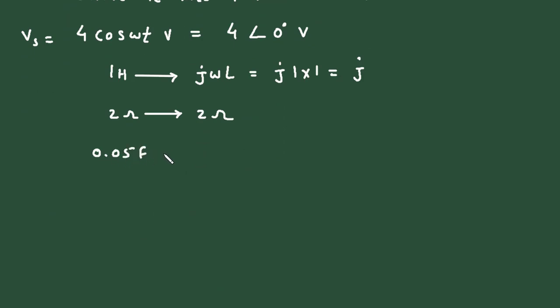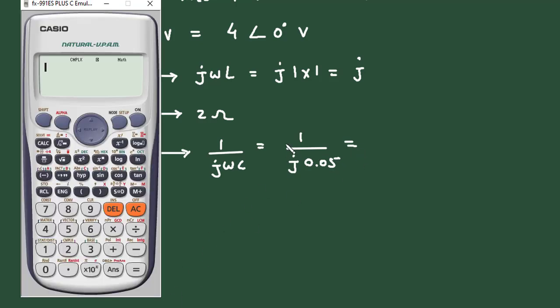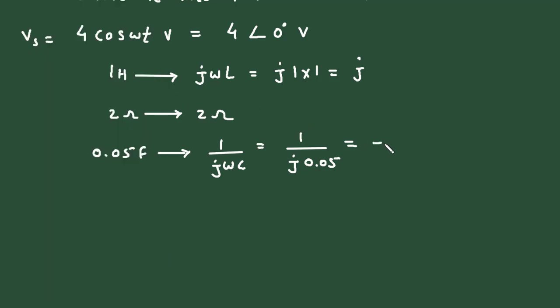0.05 farad will be 1 upon j omega C. So 1 upon omega value is 1, C value is 0.05. We can solve this in calculator. So 1 upon j into 0.05. So it is minus 20j.